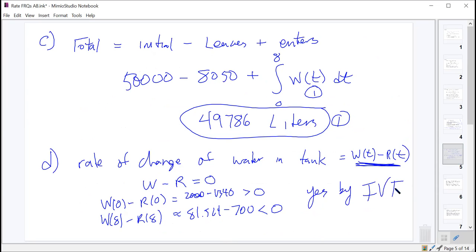And you need to write a little more. You'd be like, okay, so the rate of change. I mean, basically, if you wrote what I wrote, you're probably good. The rate of change is W minus R. W minus R equals 0, what we're trying to find. W of 0 minus R of 0 is positive. W of 8 minus R of 8 was negative. Yes, by the IVT because W minus R is continuous. If you write IVT, that's fine. Everybody good with that?